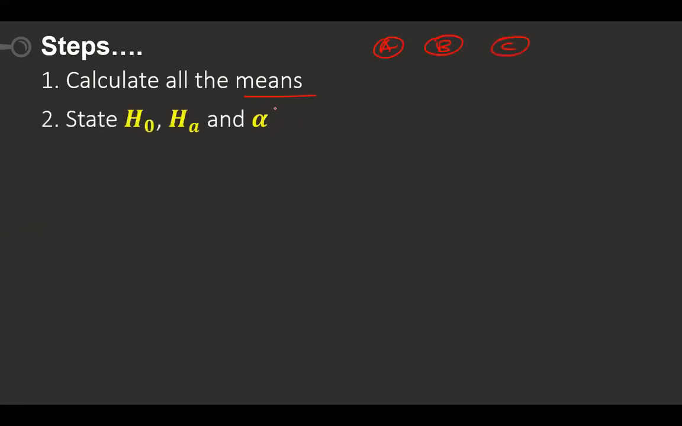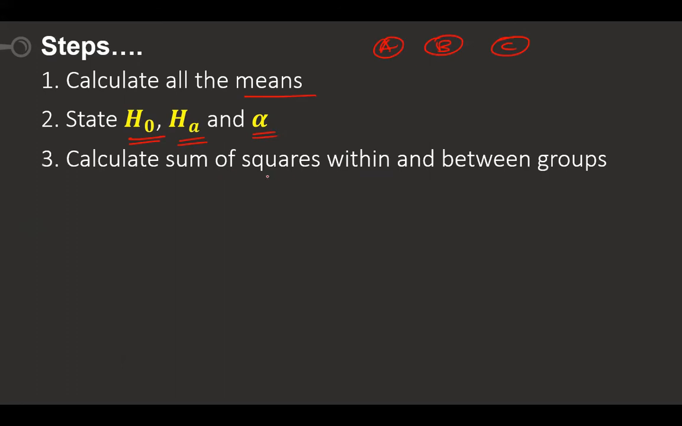Now, what are the steps we are going to follow in ANOVA here? First, calculate all the means. Group A is given, group B is given, group C is given. I'm going to find out the means. Then I will state the null hypothesis, alternative hypothesis, and alpha. Alpha is nothing but the level of significance. Now, calculate the sum of squares. These are all the steps we are going to discuss here.